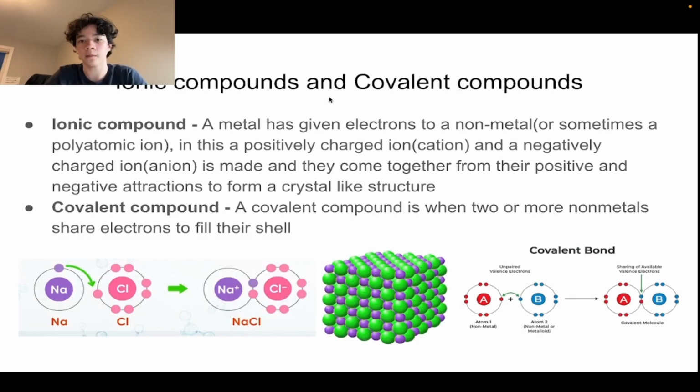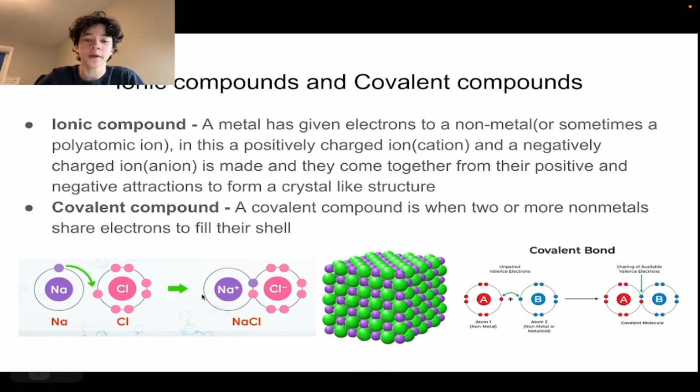Now let's go into ionic compounds and covalent compounds. An ionic compound is a metal that has given electrons to a non-metal, or sometimes a polyatomic ion. You might need to remember that. The positively charged ion would be called a cation, as we talked about, and the negatively charged ion an anion, and they come together and form their attraction, opposites attract. That's what this little structure down here is. Seeing the positive and the negative, they're attracting, and it happens when you combine a lot of them together. That's the sort of structure it makes.